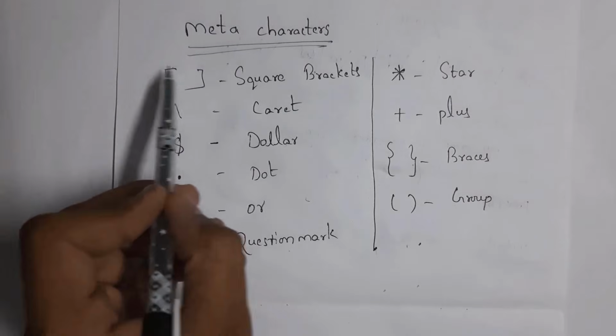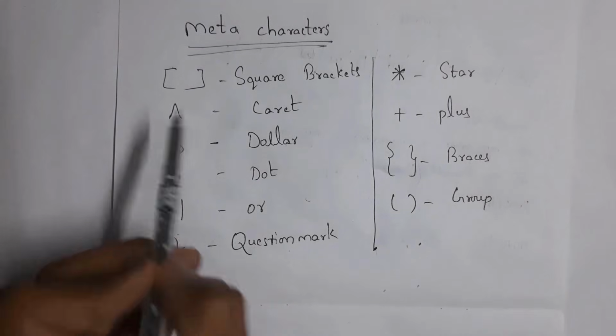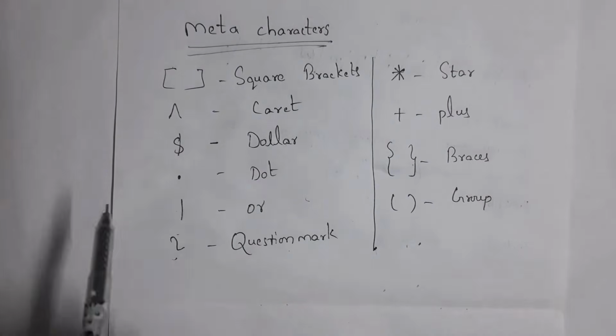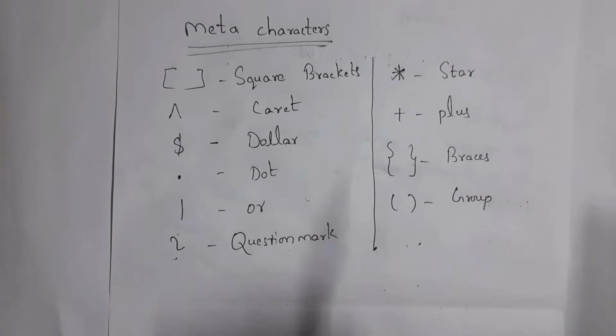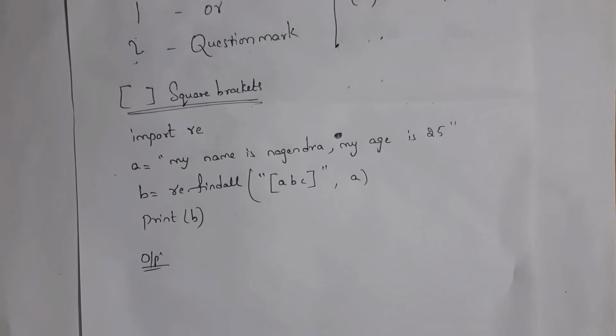First one is square brackets, next one is the caret symbol, next one is the $ sign, next one is dot, next question mark, star, plus, curly braces and normal brackets. These are various meta characters that we use. I will explain each of them by giving an example. At first I will explain what is the use of square brackets.